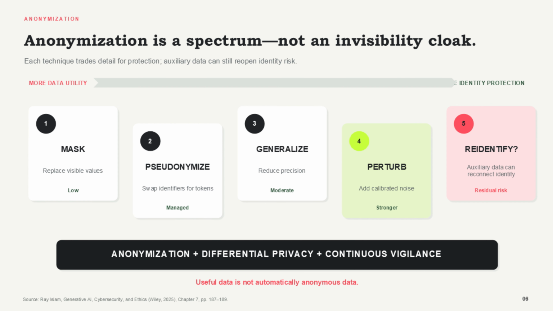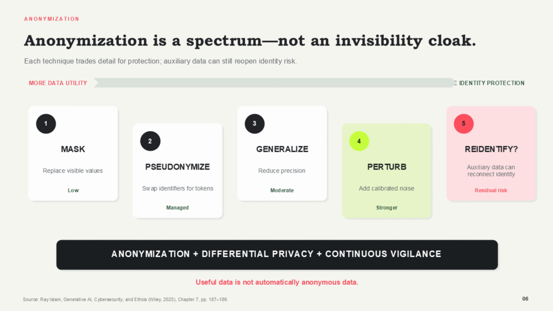Anonymization sounds binary. Either data identifies someone or it does not. In reality, Chapter 7 shows us a spectrum. Data masking replaces visible values with altered ones. Pseudonymization substitutes identifiers with tokens, while keeping a controlled way to reconnect them when authorized. Generalization reduces precision, perhaps replacing an exact age or location with a broader range. Data perturbation adds noise, so individual values are obscured while aggregate analysis remains useful. Each method changes the balance between privacy and utility, but then comes the uncomfortable question on the right.